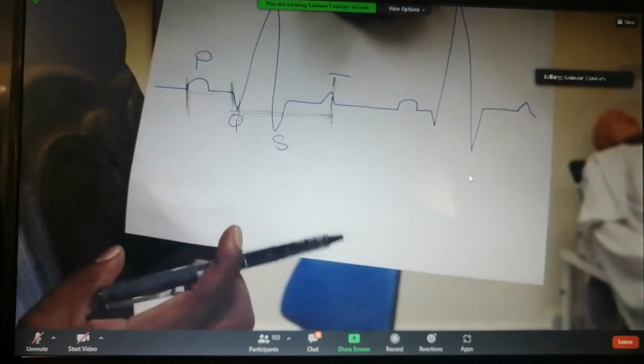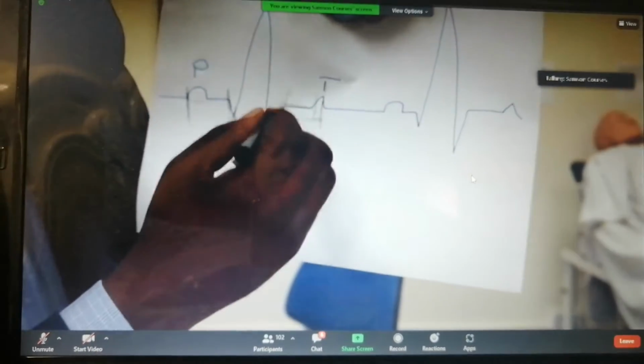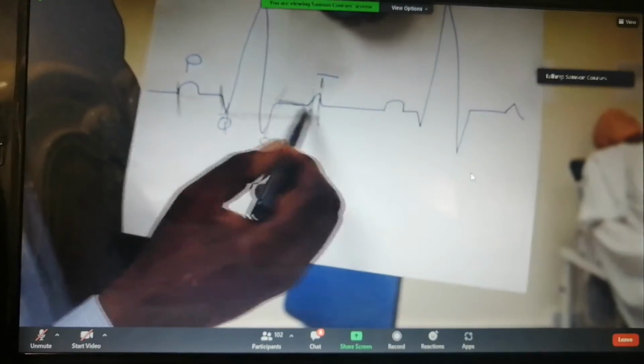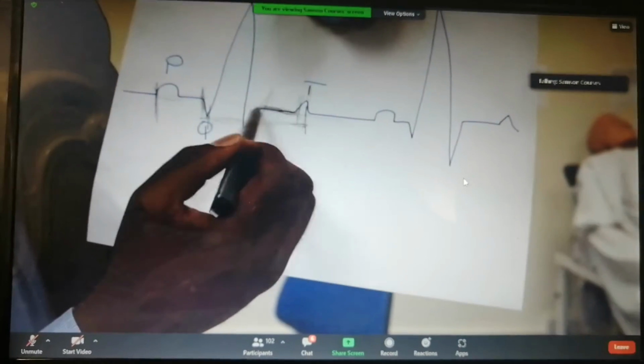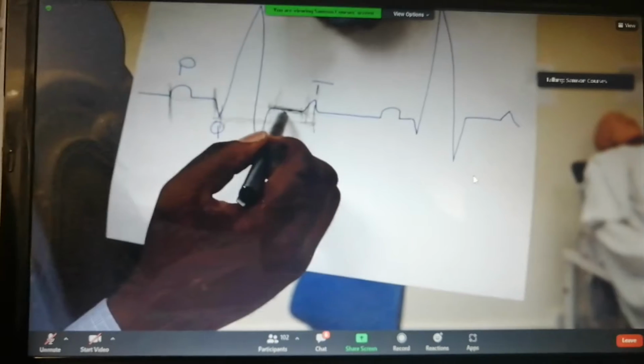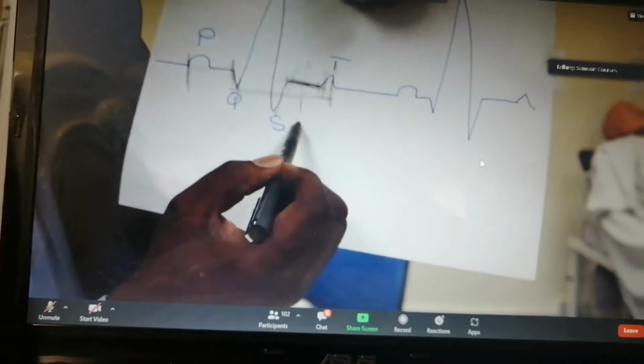Okay. The other one is ST, the beginning of the S to the T segment. Now, what we're interested in is this line here. This is called an isoline in the center. If this segment from here to here is up, we say it's ST elevation. If it is down, we say ST depression.